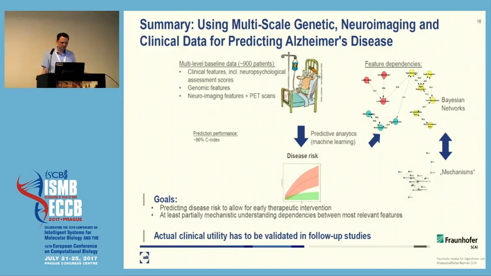To sum up, what we did here was, on one hand, to take multi-level baseline data of around 900 patients to develop a predictive model for Alzheimer's disease risk, which achieved a relatively nice prediction performance, and to investigate feature dependencies with an ensemble of Bayesian networks, and then to correlate some features of these Bayesian networks with literature-derived disease mechanisms.